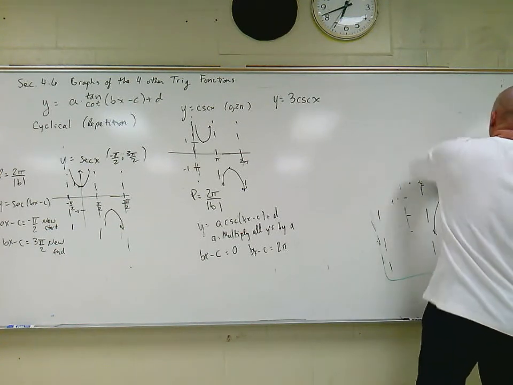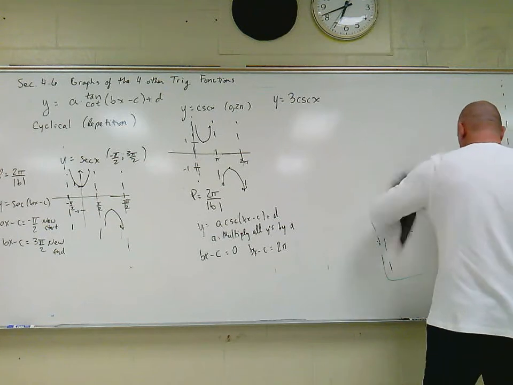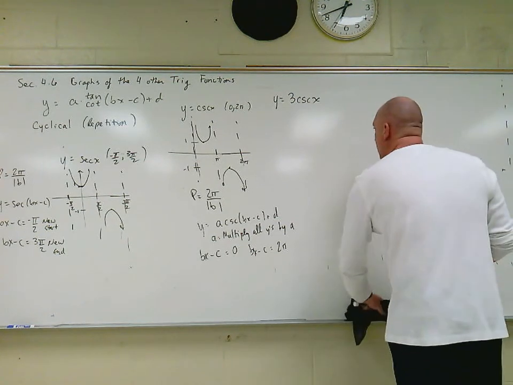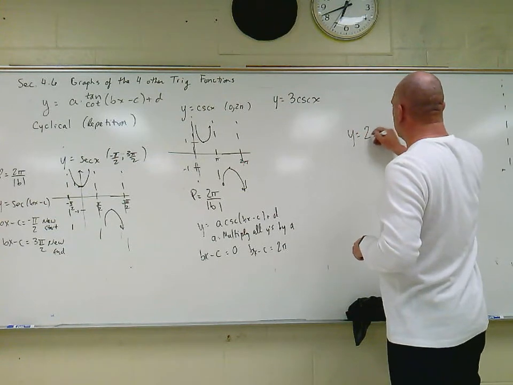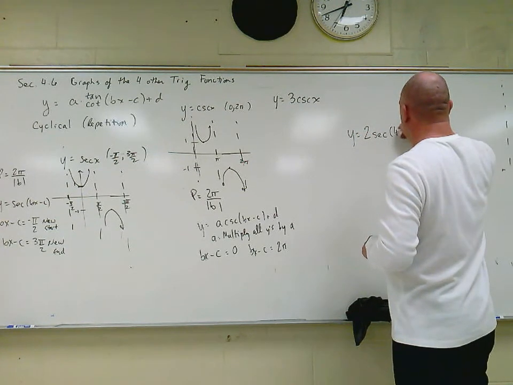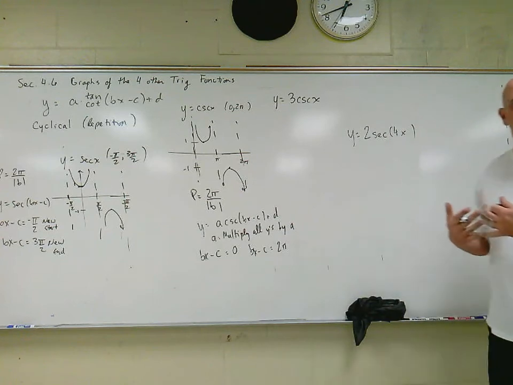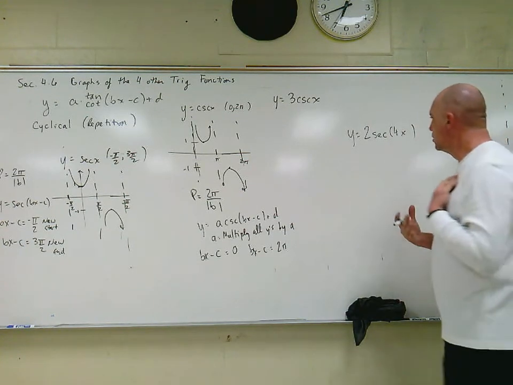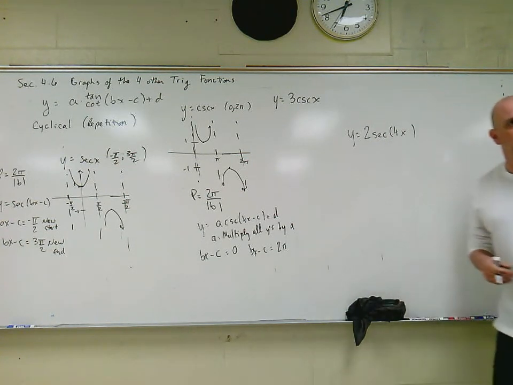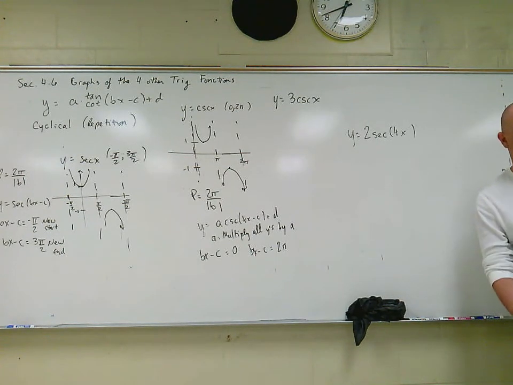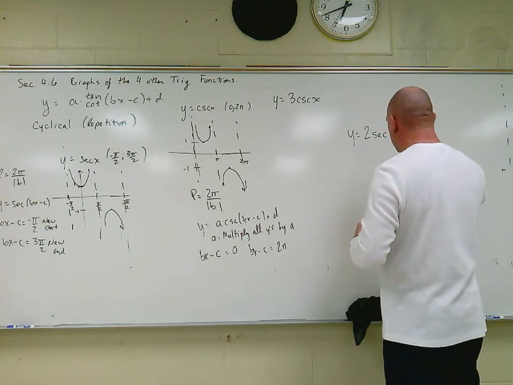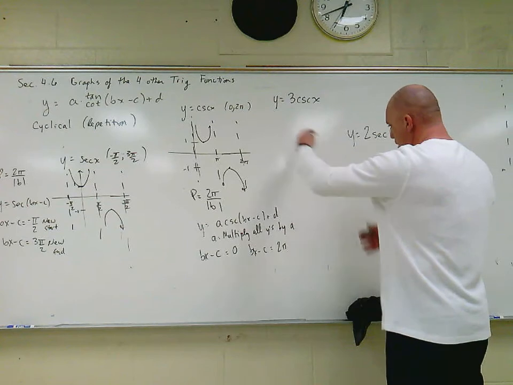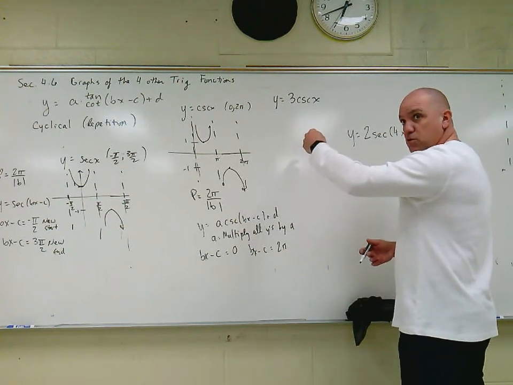Let's see if we can figure out, let's do y equals 2 secant of 4x, and let's just see if we can sketch one cycle, okay? So what is the 2 going to do? Vertical. Yeah, it's going to multiply the y's by 2, it's going to stretch it. So when we go to draw it, instead of 1 and negative 1, I'll do 2 and negative 2.